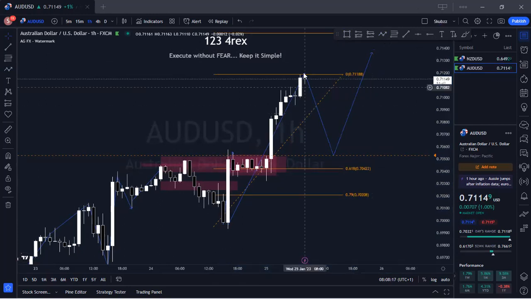We have created a high, we're in an uptrend, so we're waiting for the next higher low. That's why we're jumping on our buys, and then we're taking it to the upside. So that's what I'll be looking out for on AUD USD.